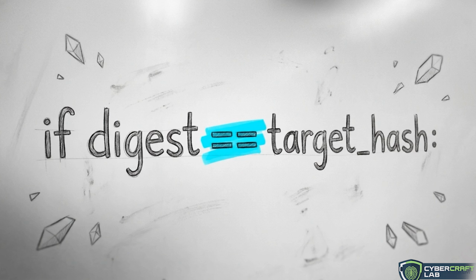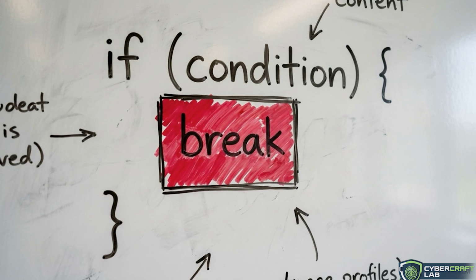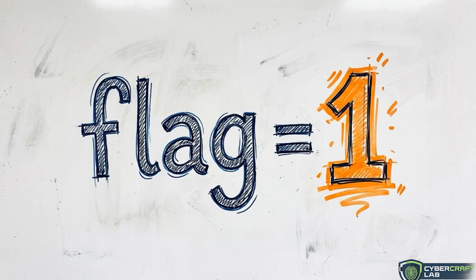Now we implement the logic. We check if our generated hash is exactly equal to the target hash provided by the user. If the hashes match, the script prints the discovered plain text password and uses the break command to stop the search immediately. To track progress, we use a Boolean flag. Setting this variable to 1 inside the success block creates a permanent record of the match.